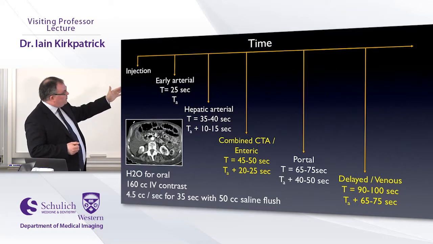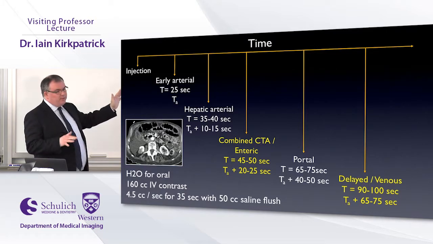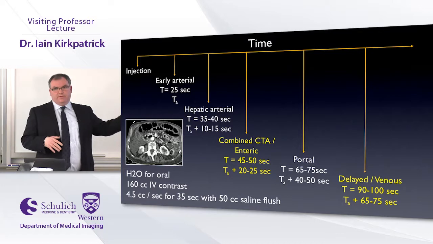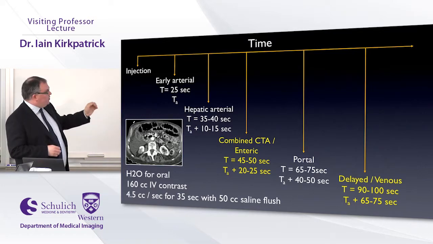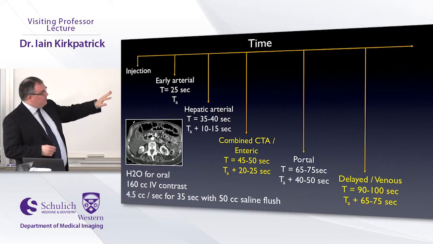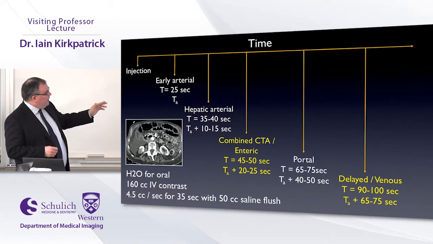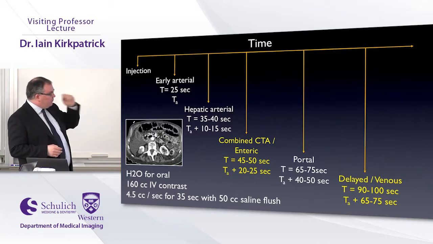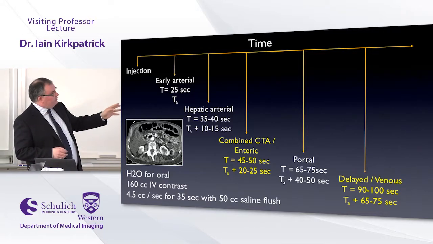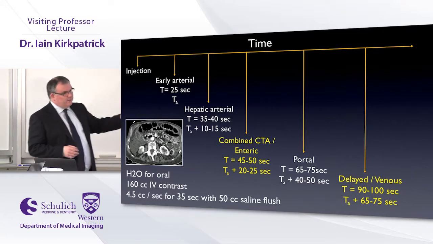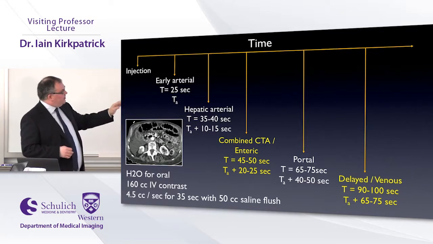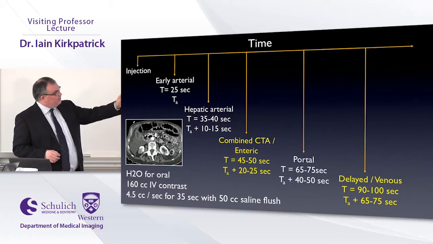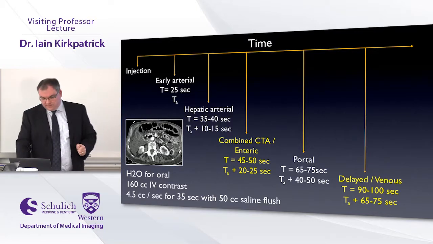Water for oral, 160 cc's of IV. So you have to be a little bit judicious about when you're going to use this. If you have a patient with renal dysfunction, you might want to change that, and maybe you don't want to use this protocol. And then we do 4.5 cc's a second for 35 seconds with a fairly large saline flush. I don't know if that extra 10, 20 cc's of saline flush really does anything. It makes me feel better though. And then we do our second phase as a delayed or venous phase.